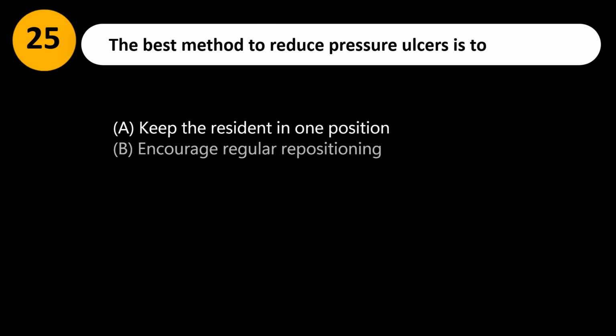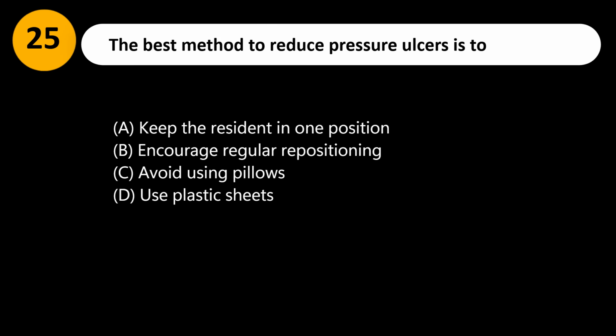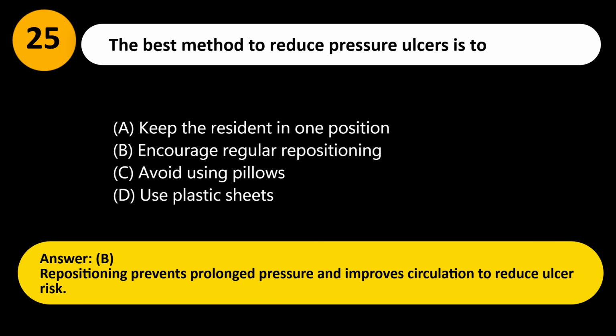The best method to reduce pressure ulcers is to: A. Keep the resident in one position. B. Encourage regular repositioning. C. Avoid using pillows. D. Use plastic sheets. Answer, B. Repositioning prevents prolonged pressure and improves circulation to reduce ulcer risk.